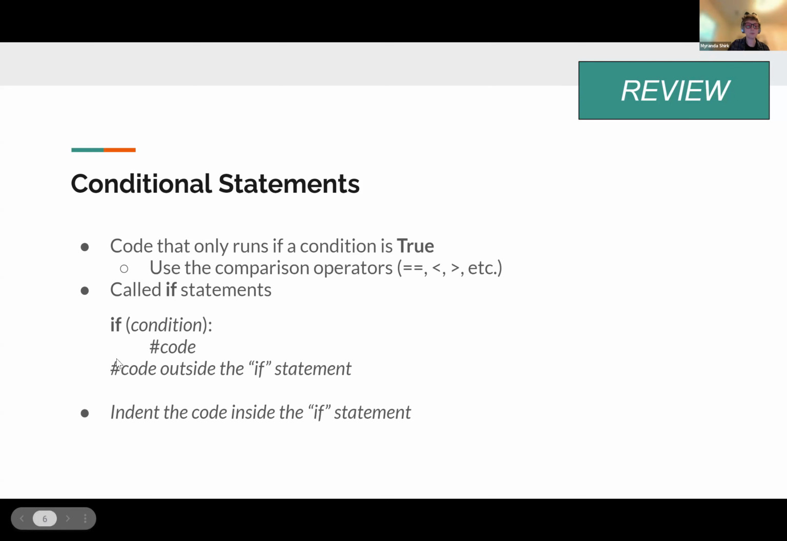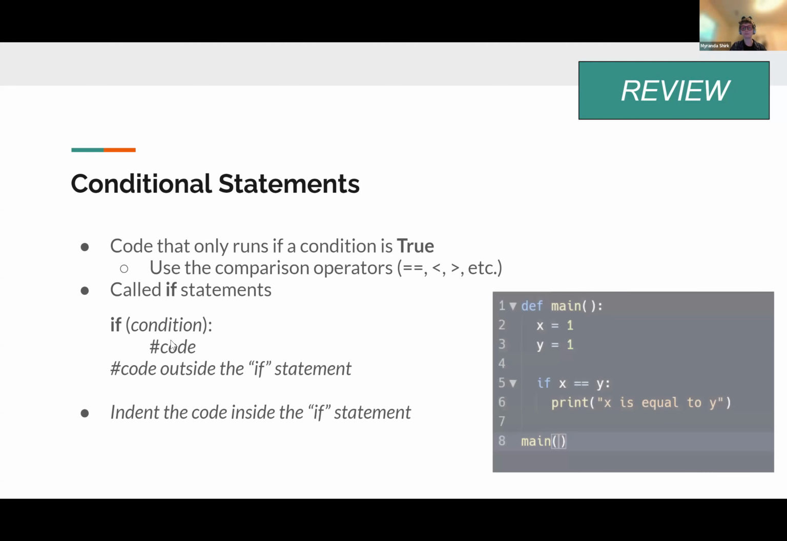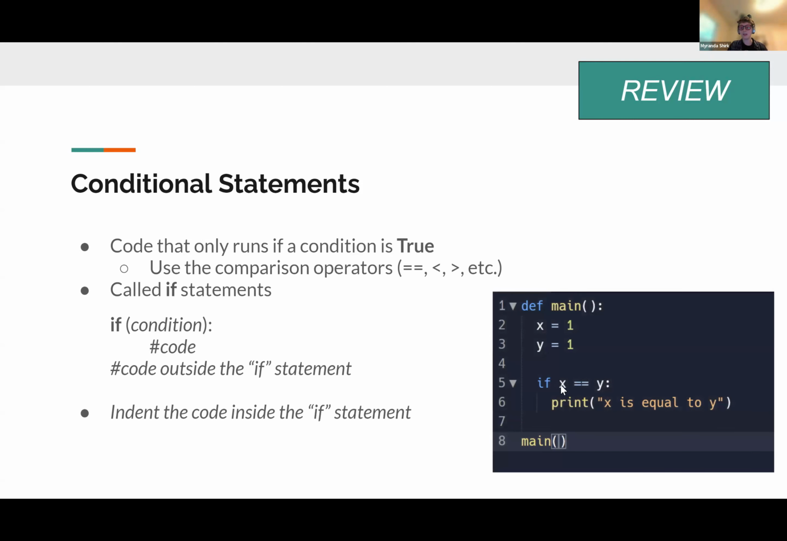And if you haven't seen this before, these little pound symbols are just comments in your code. It's not going to run or anything. It's just for you to write notes to yourself. But do be sure to indent the code inside this if statement. So we have if x equal equal y, print x is equal to y. So this will only print if x equals y. So it'll look at these two, it'll compare them, and if that's true, it'll do the code that we have down there, no matter what it is.